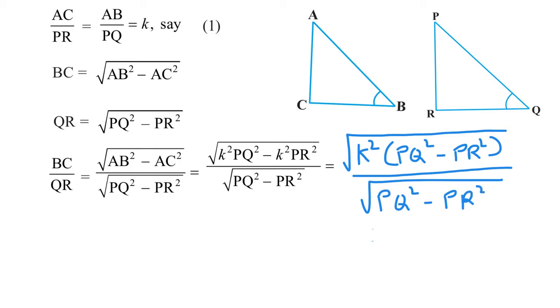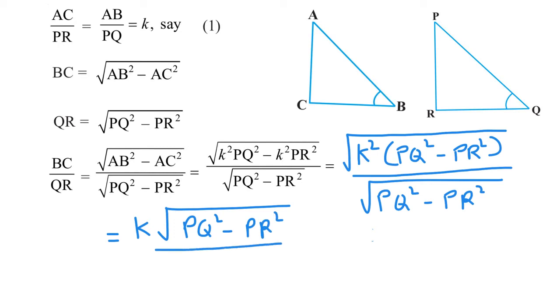Now if I split the square roots, K will come out of the square root. When K squared comes out of the square root, it's going to be K. And then we are left with the square root of PQ squared minus PR squared divided by the square root of PQ squared minus PR squared, and they get cancelled. We are left with K.